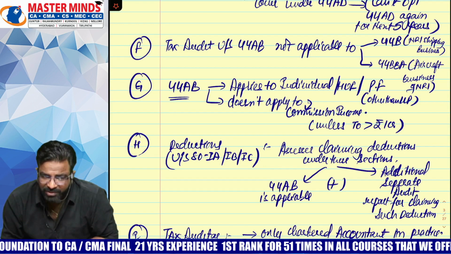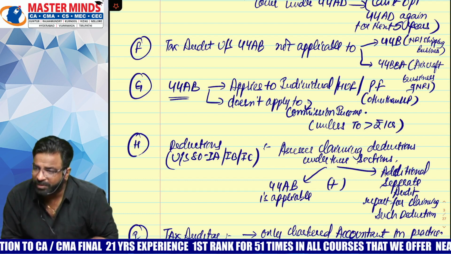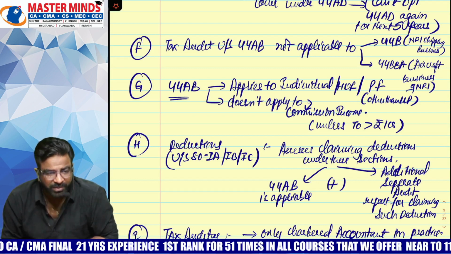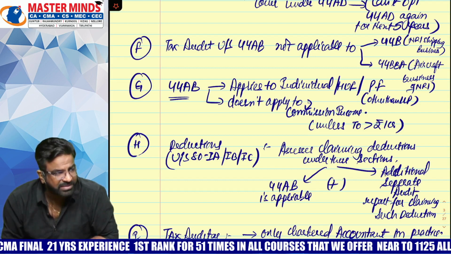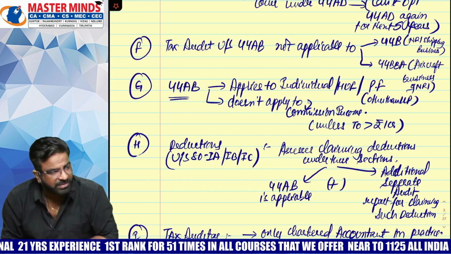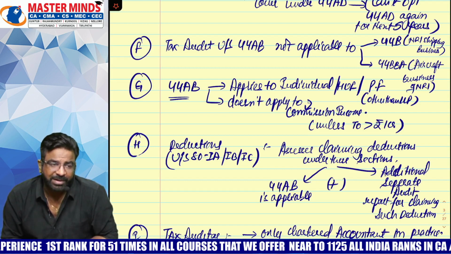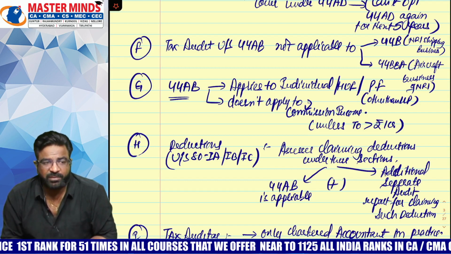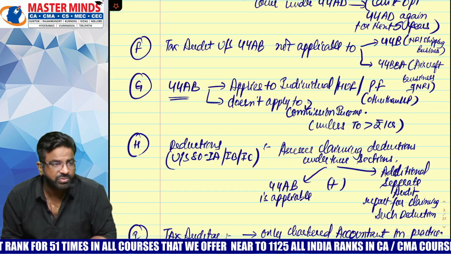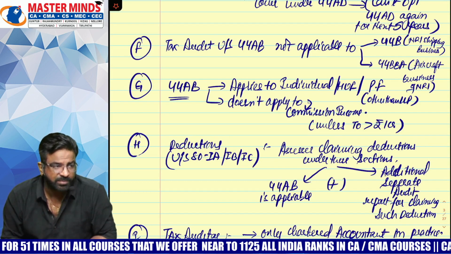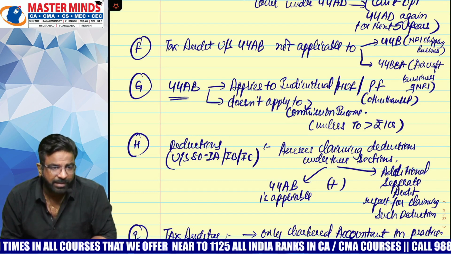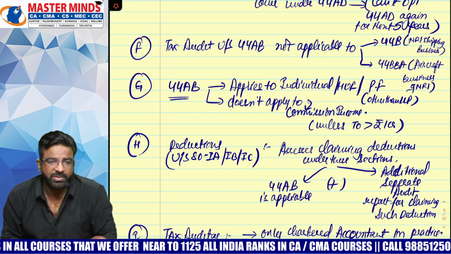But if your commission income is exceeding what? Sorry, turnover is exceeding what? 1 crore. Then even if you are doing the commission business, 44AB is what? Applicable. Just think that you are getting a commission of more than 1 crore in the form of turnover, meaning your business is too big to understand. Therefore, boss, tax audit will become applicable. So my question number 1, is tax audit applicable to individuals?